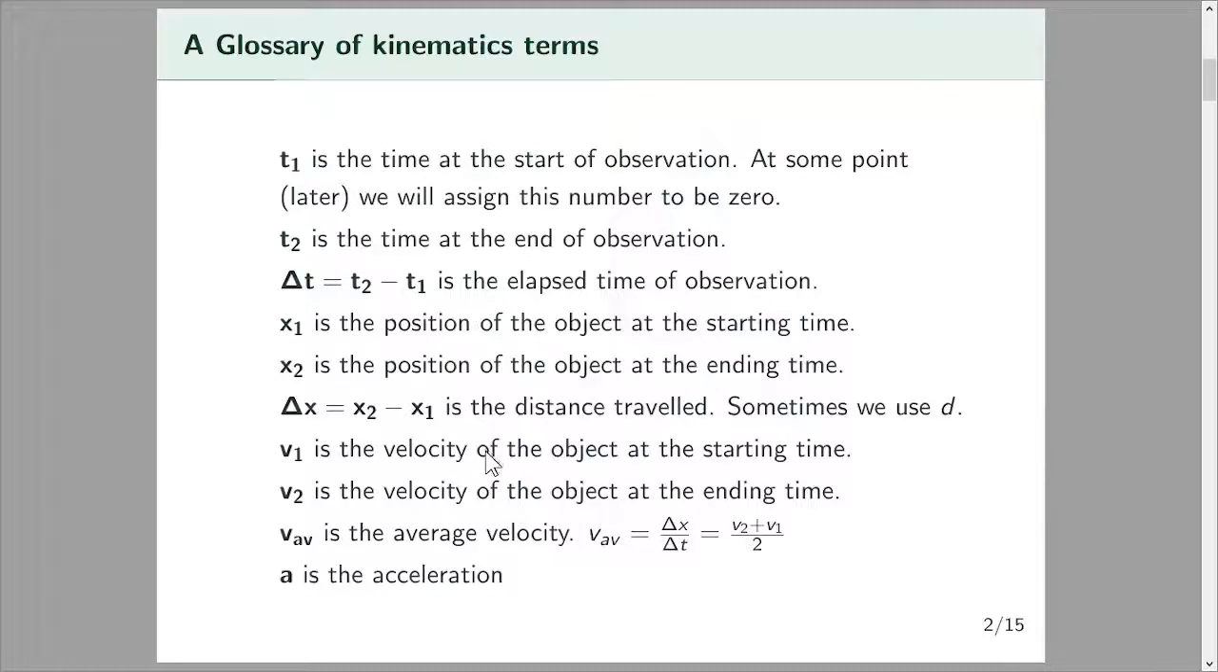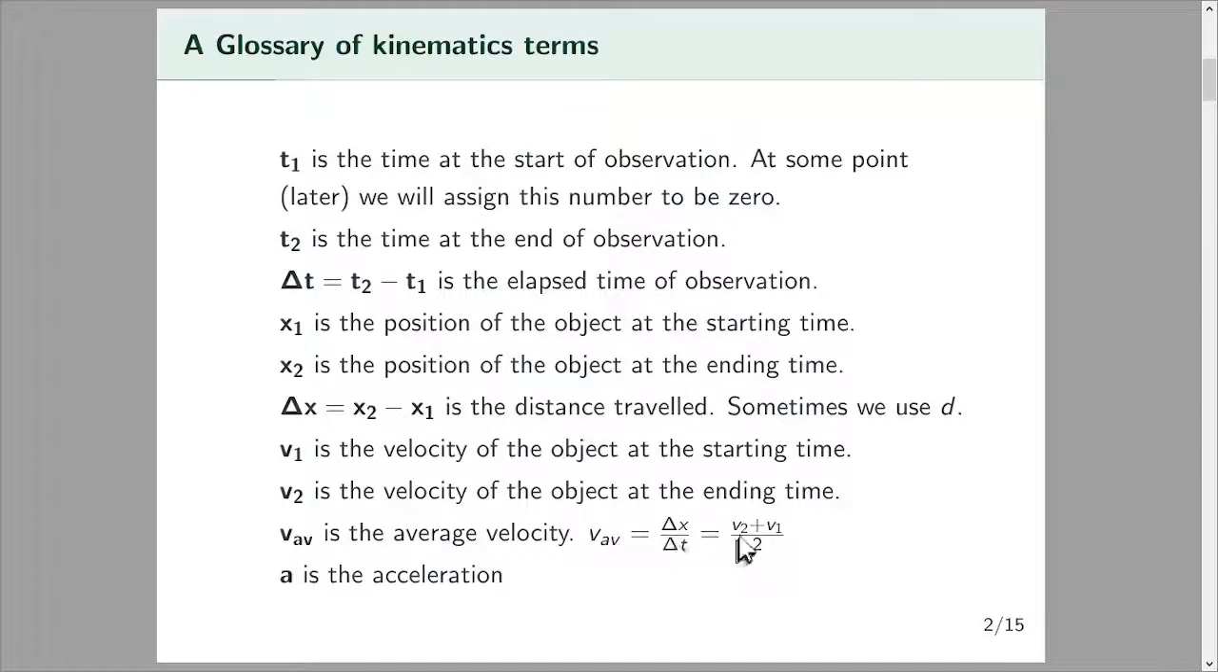Notice that's different from V1 or V2. The object could have different speeds at the beginning and at the end, and its average speed is just how far it went divided by how long it took. And so it could be speeding up or slowing down. We didn't really talk about that in the last section, but it sure can. Our velocities last time were constant pretty much.